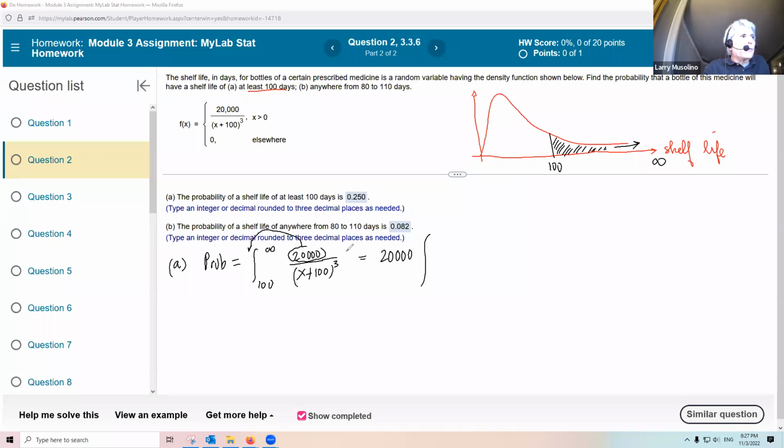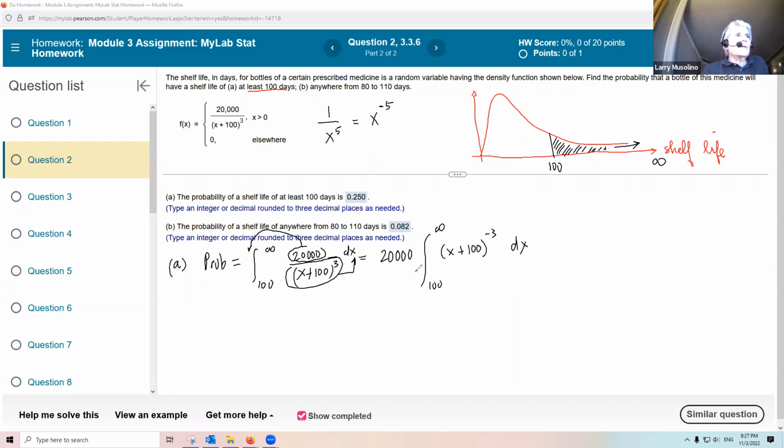The other thing I'm going to do, I forgot to put a dx here, is move this expression in the denominator up to the numerator, so that's going to make it (x plus 100) to the negative 3. Remember, when you move an expression from the denominator up to the numerator, it flips the sign of the exponent. For example, 1 over x to the 5, I could write as x to the negative 5. So we set up the integral like this, going from 100 to infinity.